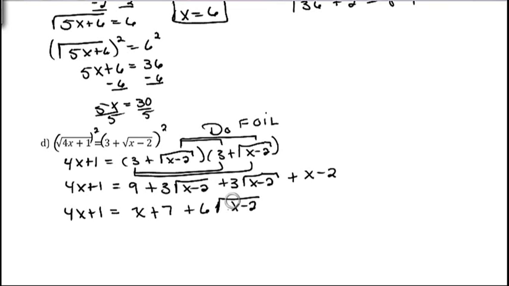Now we want to get this square root by itself, and so we're going to move the x and the 7 over. So I'm going to subtract x and also subtract 7. So 4x minus x is 3x, and 1 minus 7 is negative 6. So on the left we have 3x minus 6, and over here we have 6 times the square root of x minus 2.